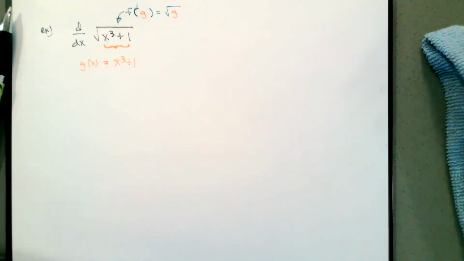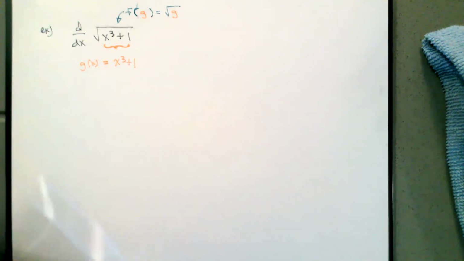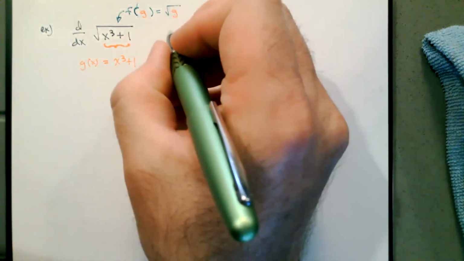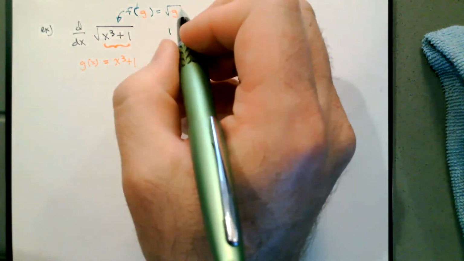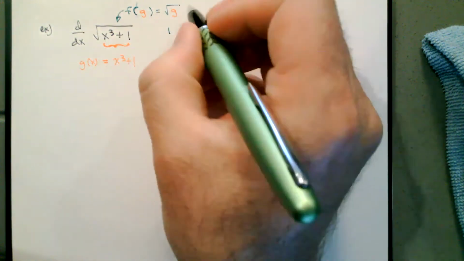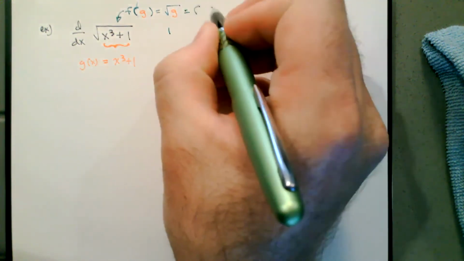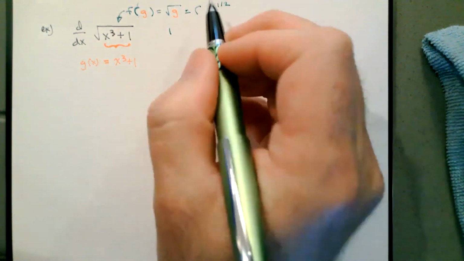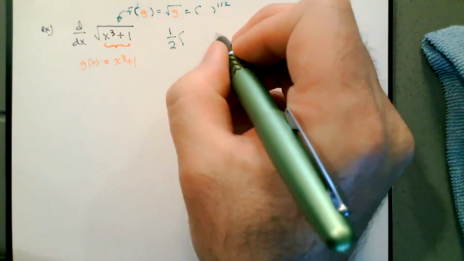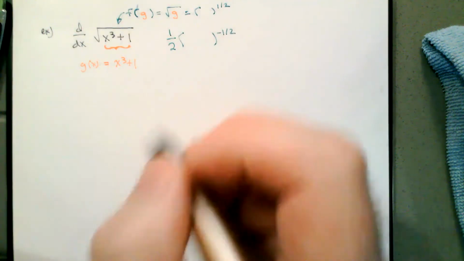That's okay. To find the derivative of the square root of x cubed plus 1, we take the derivative of the outside with respect to the inside. The derivative of the square root of g, we can read this as g to the 1/2 power. So the derivative of something to the 1/2 power is 1/2 of that thing to the minus 1/2 power times the derivative of the inside.